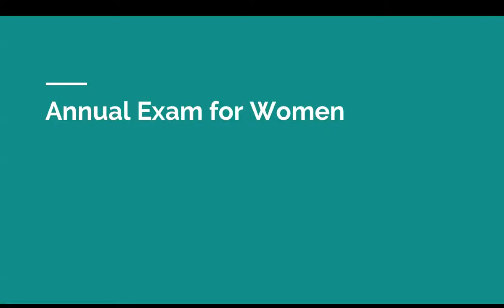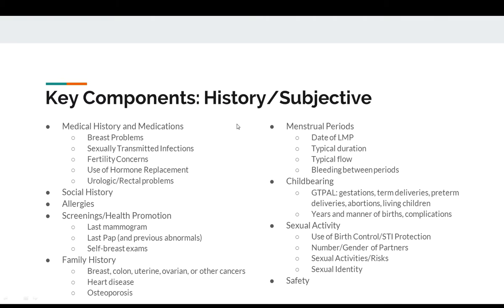So let's talk quickly through the annual exam for women. When you're doing a history and physical, you basically want to get to anything that might affect their current health, social health, all of the normal components. Some things that you would add include screenings and health promotion, like their most recent mammograms and pap testing, whether they do self-breast exams. You want to pay particular attention to cancers that have inheritance patterns, so breast, colon, uterine, ovarian.